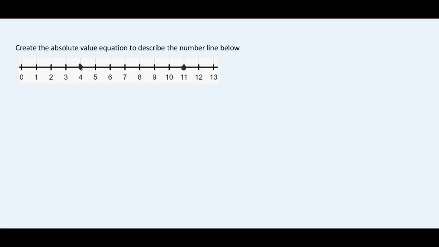Here we have the points given. So first thing we want to do is find the average. The points given are 11 and 4. So we have 4 plus 11 divided by 2, which is going to be 15 divided by 2. And you can either use fractions or decimals. I will just use decimals here.